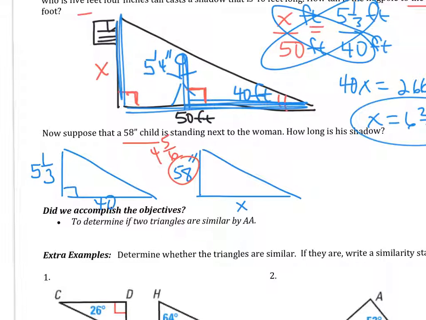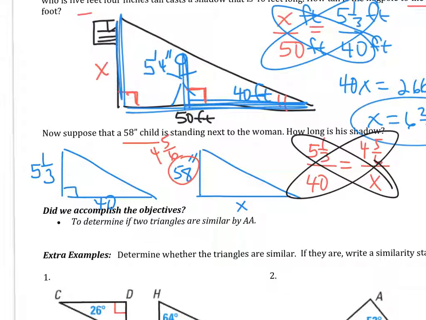Which you said is 4 and 10/12? Yes, 4 and 10/12 is the same thing as 4 and 5/6. All right, so now we can cross multiply and solve. We've got 5 1/3 is to 40 feet for the shadow, as 4 and 5/6 is to x in terms of the shadow. Cross multiply, solve, tell me how long his shadow is.